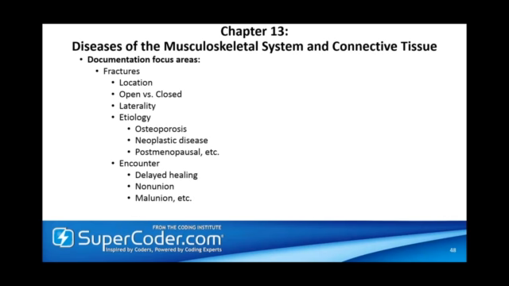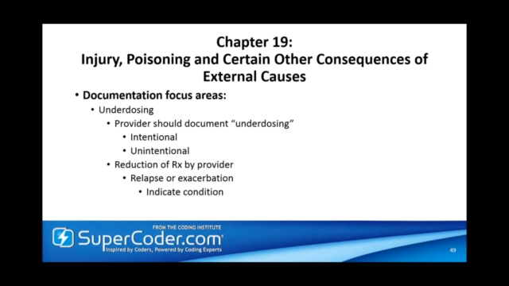Next, let's review underdosing from Chapter 19. That includes codes for injuries and poisoning. Underdosing is a new concept and term in ICD-10, allowing you to identify when a patient is taking less of a medication than prescribed. When documenting underdosing, your provider must include if the underdosing is intentional, unintentional, or due to noncompliance. Is the underdosing deliberate? Patient refusal?